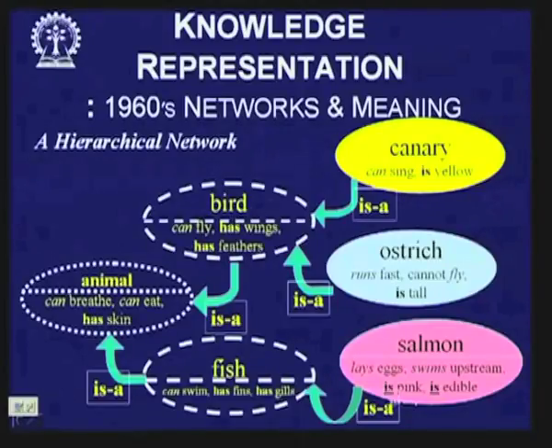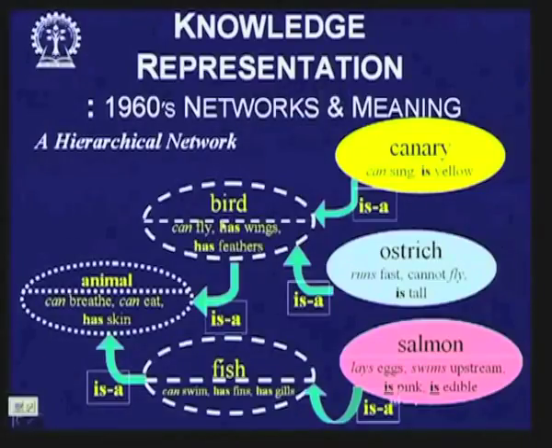Now, if we go one level down the hierarchy, we will see that these colored ones are specific, not yet instances. These are even more further specialization of birds. Canary is a bird, ostrich is a bird, salmon is a fish. Now, note a couple of things here. If I look at this concept bird, the bird as is written over here has got these three attributes: can fly, has wings, has feathers. But just because it is a type of animal, it is a subordinate of an animal, the properties of animal are also inherited. Can breathe, can eat, has skin.